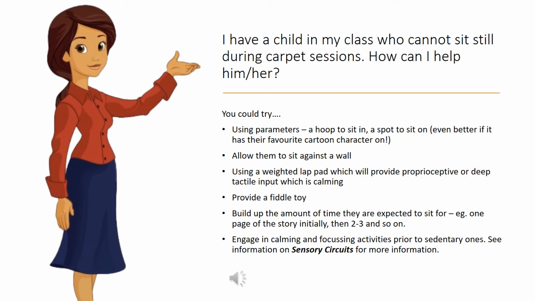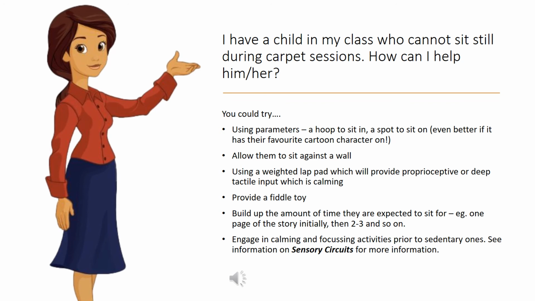I have a child in my class who cannot sit still during carpet sessions. How can I help? This is a very common question that we get asked by teachers, so here are some basic things that you can try. If you use perimeters, this can be something as simple as a hoop or a spot for them to sit on, and if you can make it personalised to them, for example with their favourite cartoon character or even just their name, this can help motivate them to sit on there.